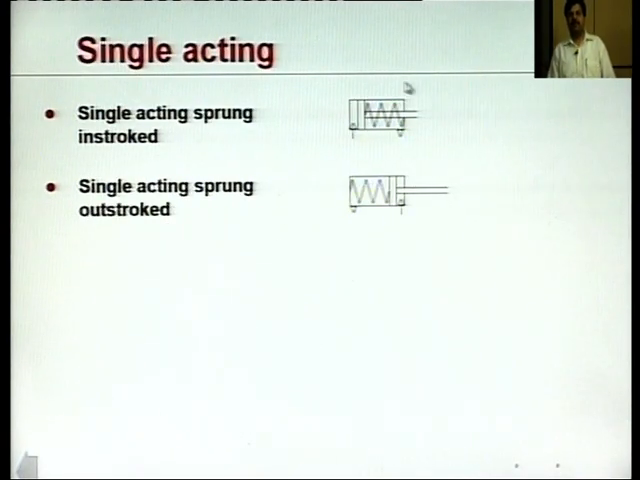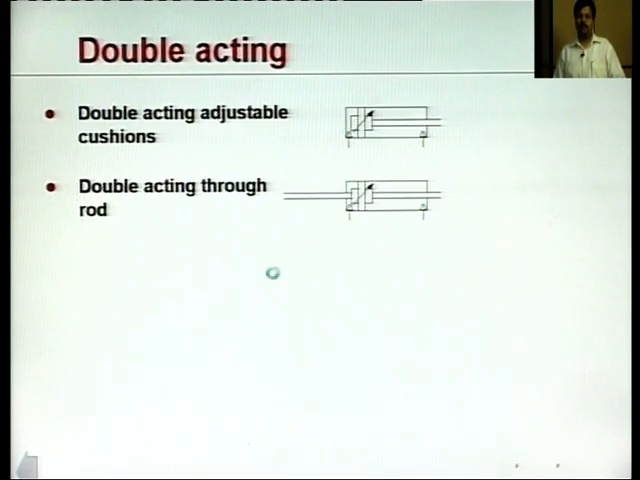This is the symbol for a single acting cylinder with spring in stroke, and this is the symbol of a single acting cylinder with spring outstroke. As I have already discussed, this is a symbol for a double acting adjustable cushioning cylinder, and it is a double acting through rod cylinder, which is shown over here.